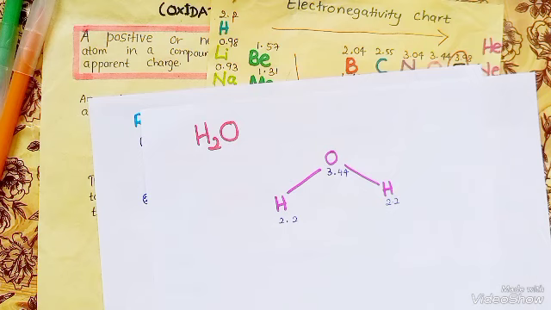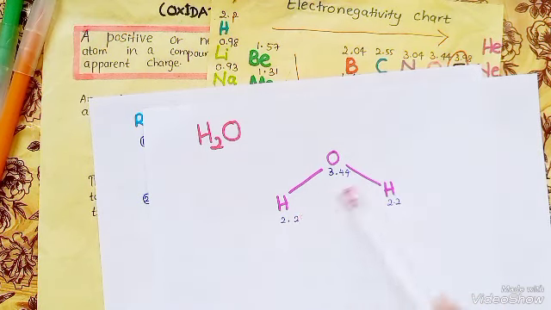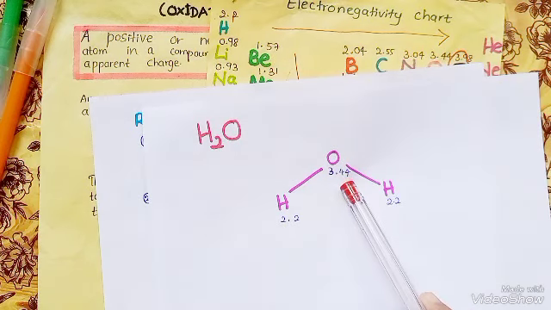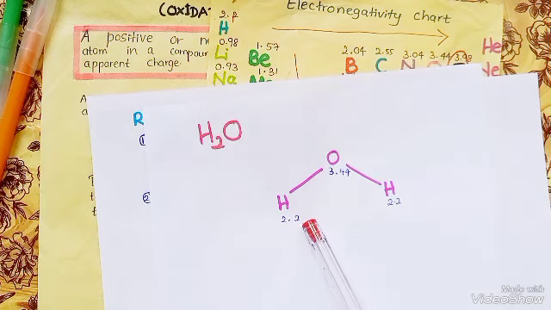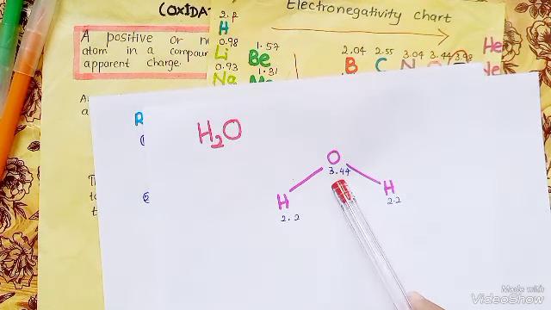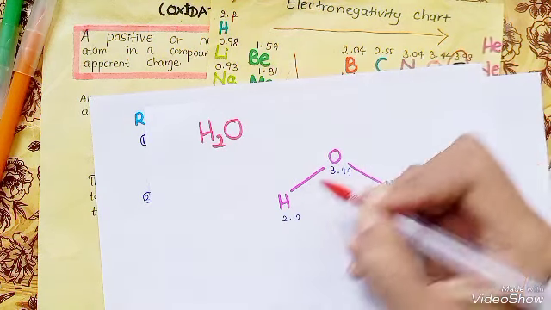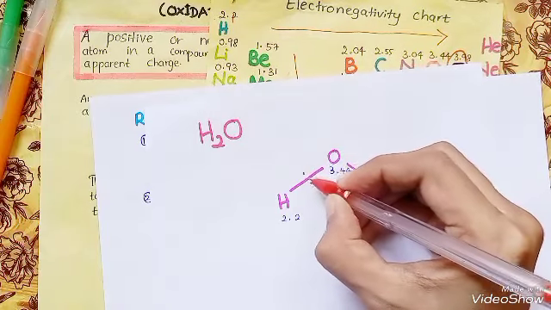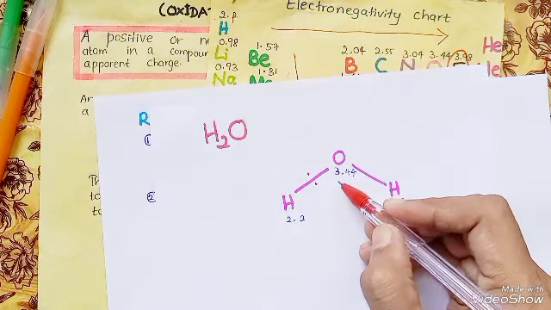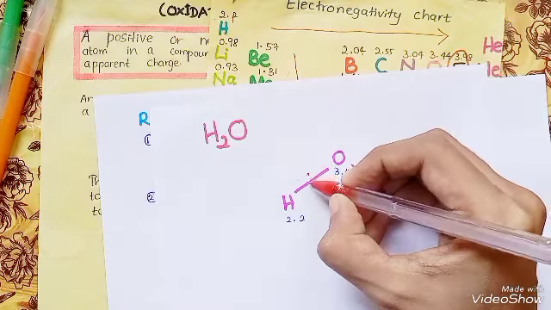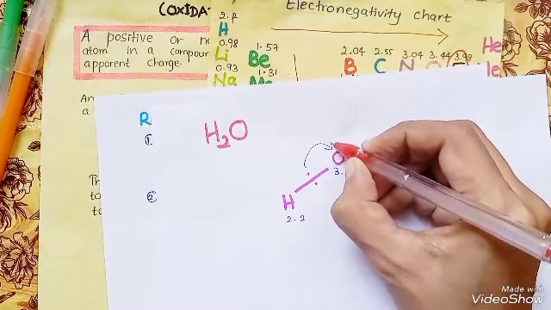Now let's look at this example, H2O, water. This is the structure of the water molecule, 2 H and oxygen. I have mentioned the electronegative values for oxygen 3.44 and for hydrogen 2.2. Now you can see oxygen has the higher electronegative value. So considering this bond, because oxygen has the higher electronegative value, oxygen can attract the electron pair towards itself.